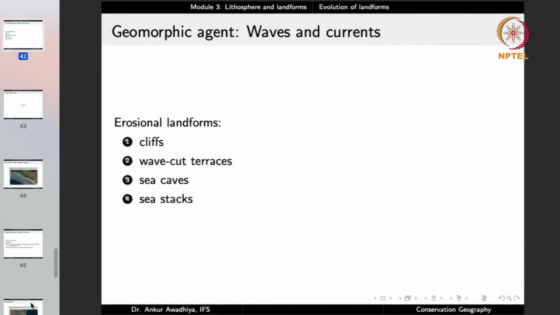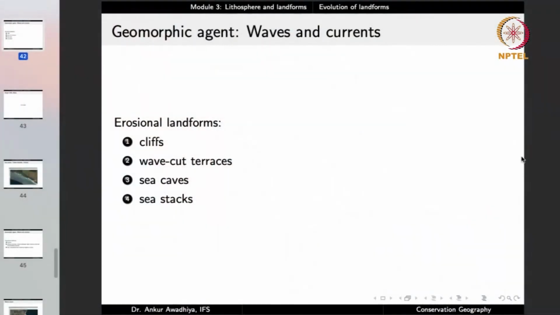Yet another geomorphic agents are waves and currents. Now waves and currents primarily act because of mechanical action. So when the waves are bumping against the rocks, they are going to break the rocks. And typically the waves and currents also carry with them sediments such as sand or small rock fragments, which can also act as sandpapers. And they create several erosional landforms such as cliffs, wave-cut terraces, sea caves and sea stacks.